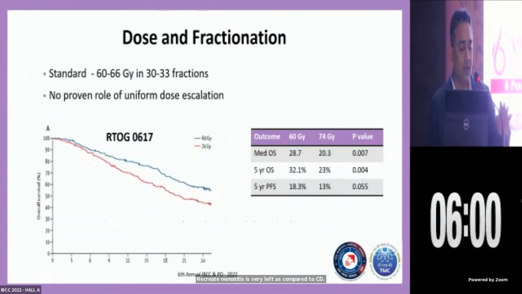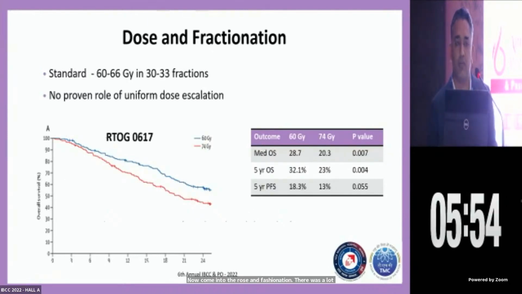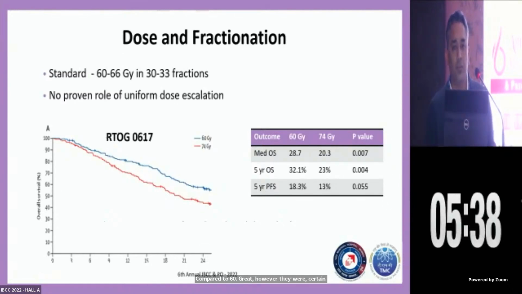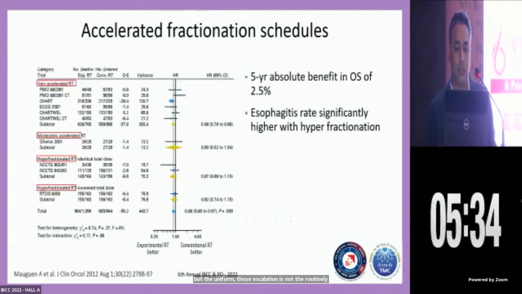Now coming to the dose and fractionation, there was a lot of interest in dose escalation before RTOG 0617 was published, in which they showed that 74 gray is more harmful to the patient as compared to 60 gray. However, there were certain caveats of RTOG 0617. We are not going to discuss that, but uniform dose escalation is not routinely recommended in stage 3 non-small cell lung cancer.